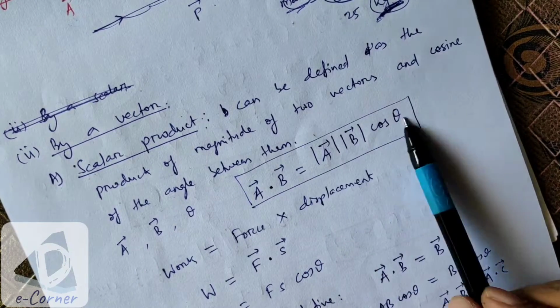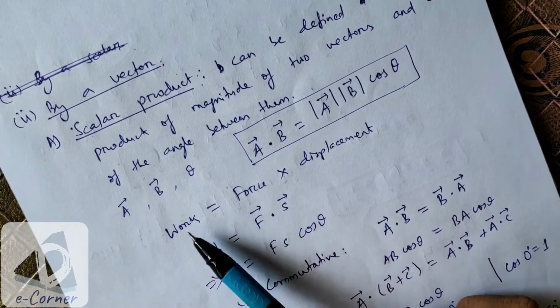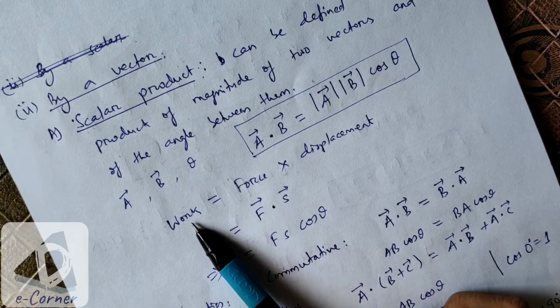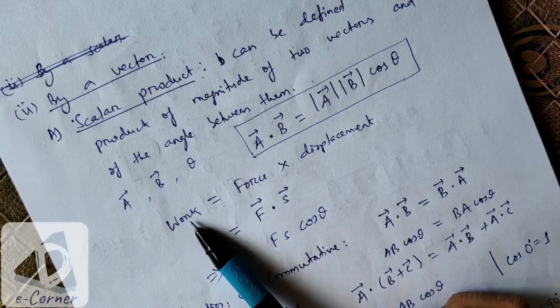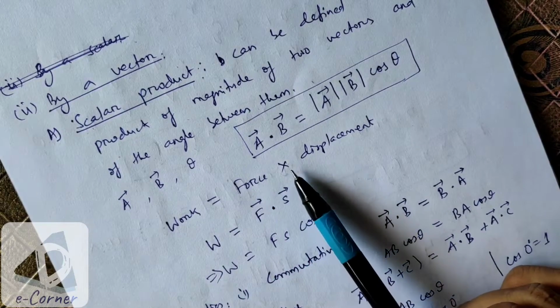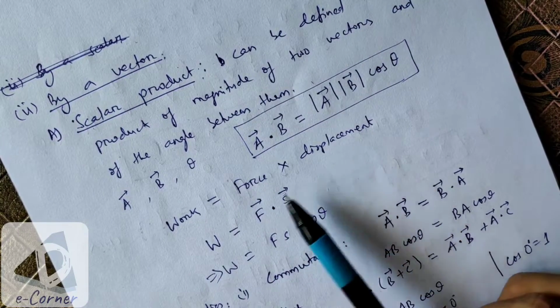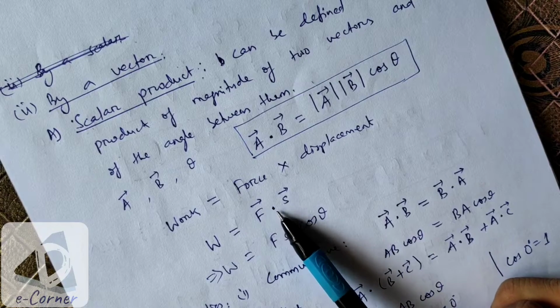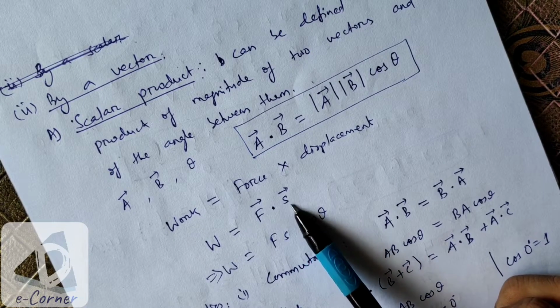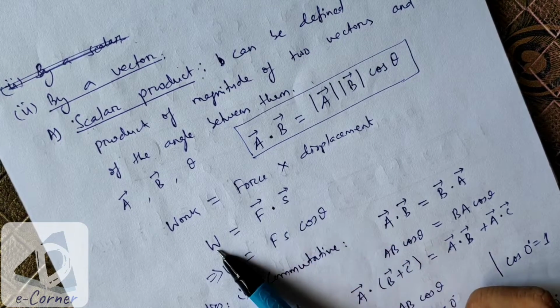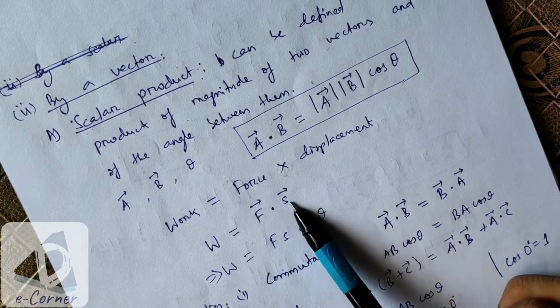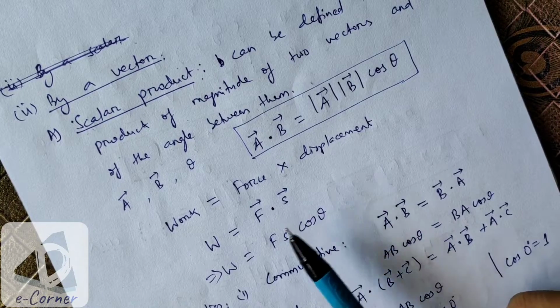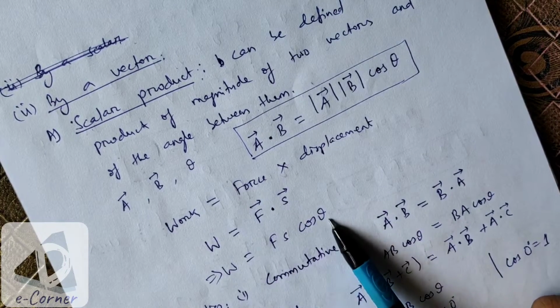A B cos theta. So for example, work is a physical quantity which is equal to force dot displacement. So force vector here, this one is the dot operator and this is your displacement. So work done is equal to force F dot S. S is here the displacement vector. So this is equal to F S cos theta.